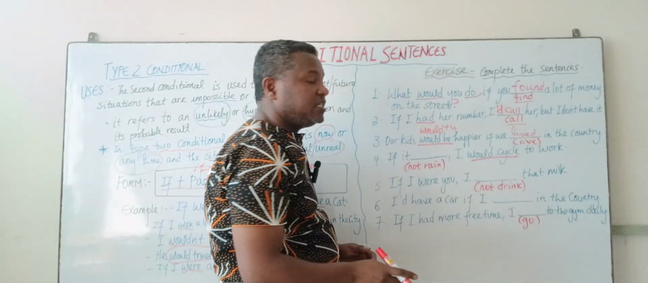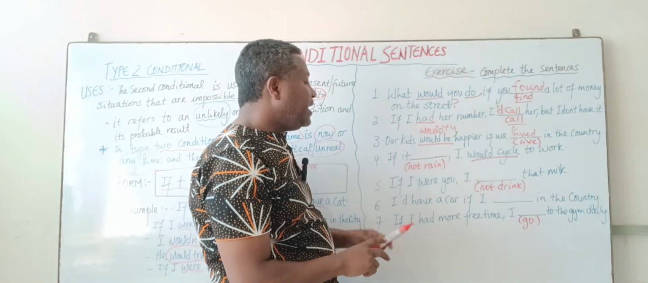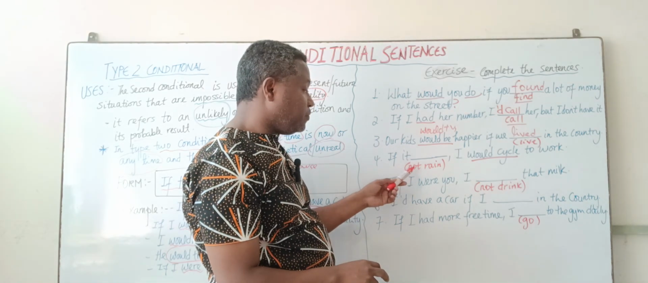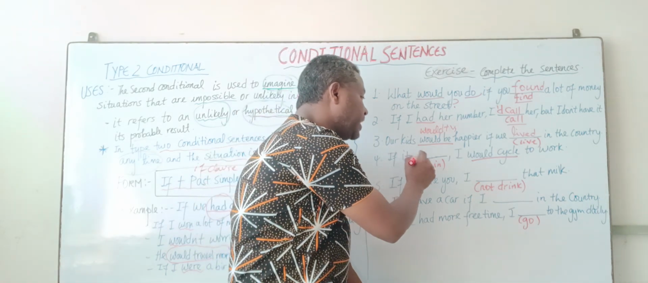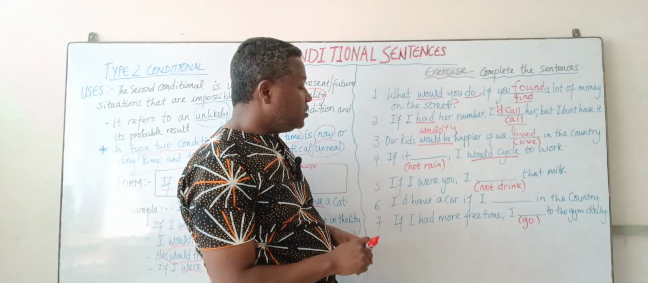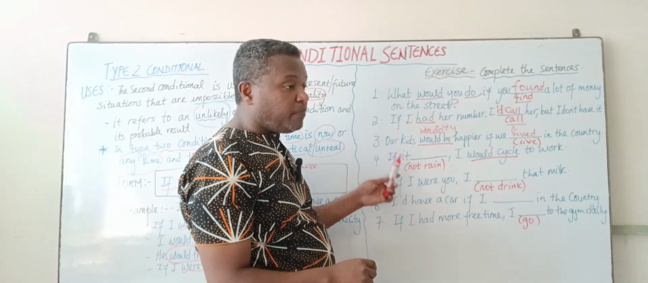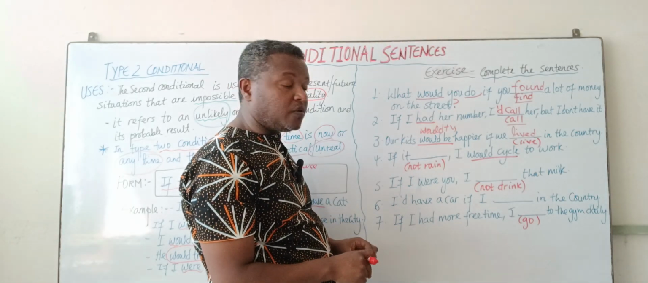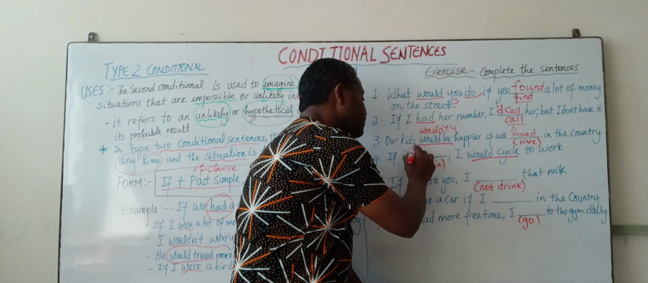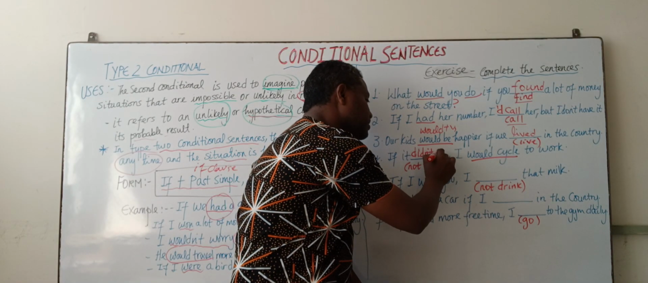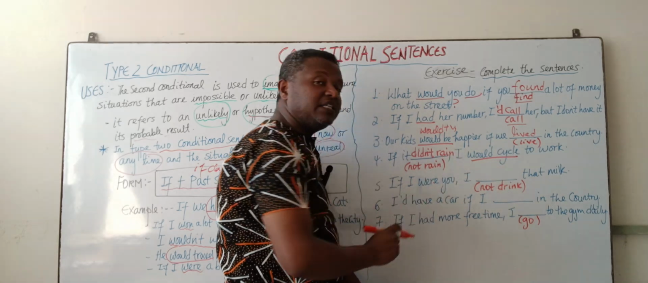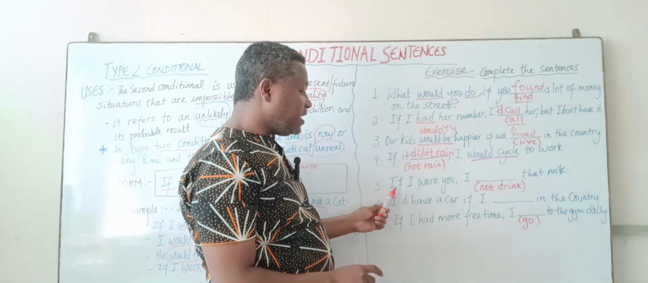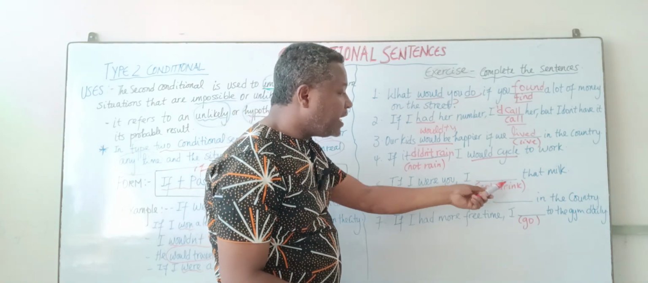Number 4, if it blank, I would cycle to work. Would cycle is the main clause, would plus verb 1. And here it is the past simple tense that we are expected to complete. If it blank, the verb given is rain. So in the if clause we use the past simple form. So what is the past simple form of rain? It is if it didn't rain, perfect. If it didn't rain, I would cycle to work.